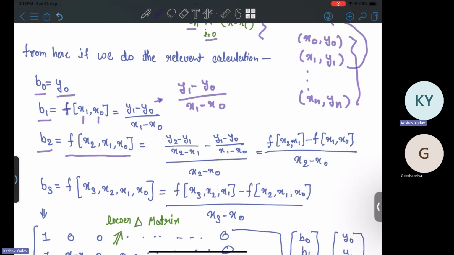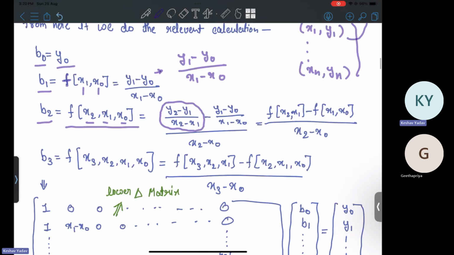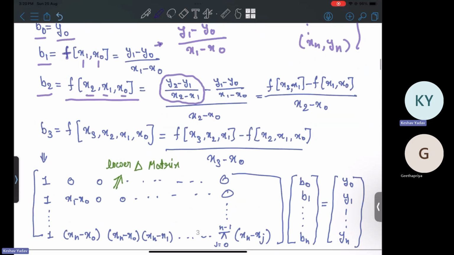Similarly, if you find b2, it will come like that. That is represented as f[x2, x1, x0], which will be equal to the difference of differences. So it will come like that: y2 minus y1 divided by x2 minus x1, minus y1 minus y naught divided by x1 minus x naught, whole divided by x2 minus x0. Okay, this looks complicated, but we will solve a problem there. We will see it is very easy to compute. Similarly, others you can also find.